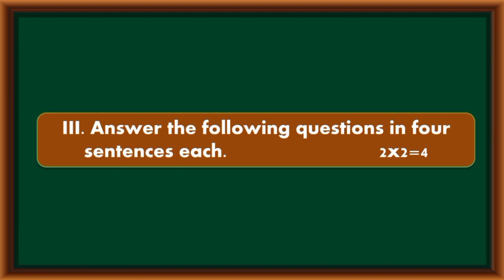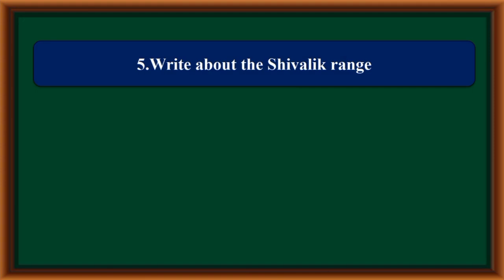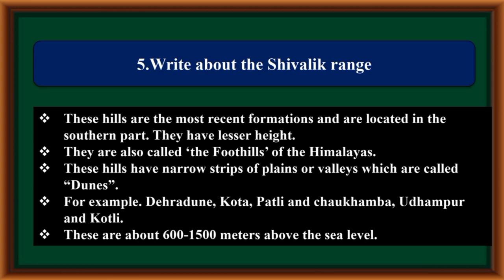Third main: answer the following questions in 4 sentences each. Write about the Shivalik range. These hills are the most recent formation and are located in the southern part. They have lesser height. They are also called the foothills of the Himalayas. These hills have narrow strips of plains or valleys which are called duns. For example, Dehradun, Kotli, Patli, Chaukamba, Udhampur and Kotli. These are about 600 to 1500 meters above sea level.